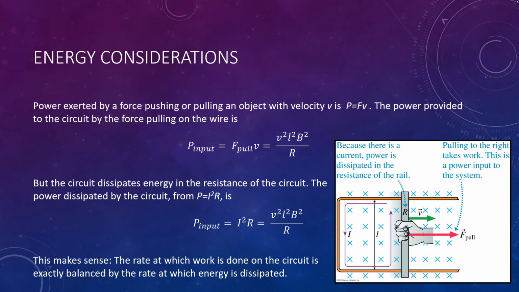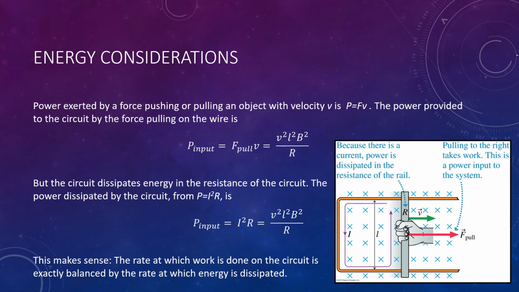Well, this should actually make sense. The rate at which you're doing work is balanced by the rate at which the energy is being dissipated. This is simply the conservation of energy, taking a physical manifestation, well, I guess not physical, a mathematical manifestation in our work here. So the power input into the system equals the power dissipated, and that's simply the statement of conservation of energy applied to this situation.